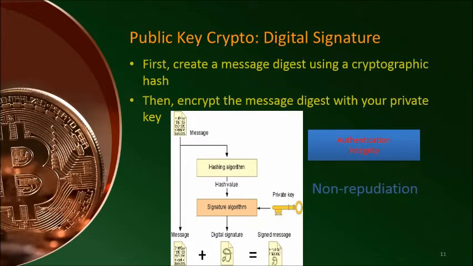The public key crypto digital signature is one of the examples. First create a message digest using a cryptographic hash. Then encrypt the message digest with your private key. So here is the message, the hash algorithm, hash value, signature algorithm, private key and the digital signature. They are all combined together. Message plus digital signature equals signed message. This gives authentication, integrity, and non-repudiation.